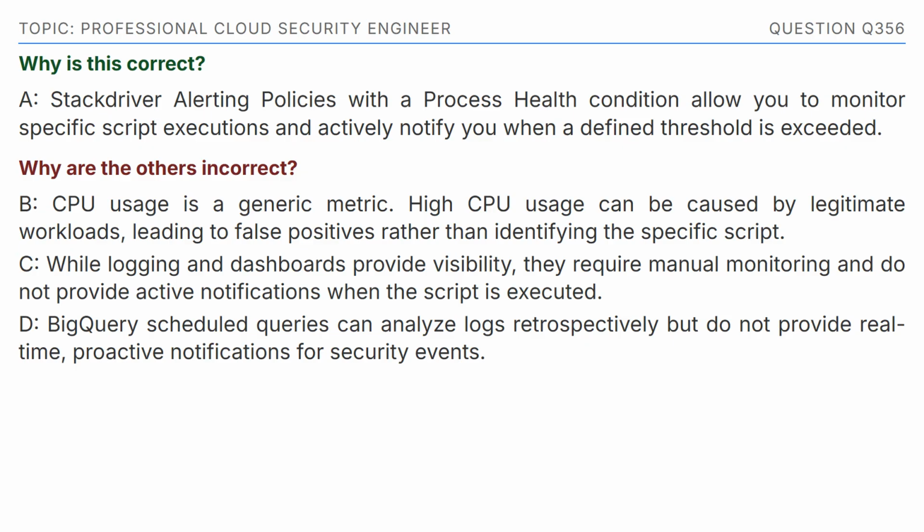B. CPU usage is a generic metric. High CPU usage can be caused by legitimate workloads, leading to false positives rather than identifying the specific script. C. While logging and dashboards provide visibility, they require manual monitoring and do not provide active notifications when the script is executed. D. BigQuery scheduled queries can analyze logs retrospectively but do not provide real-time, proactive notifications for security events.